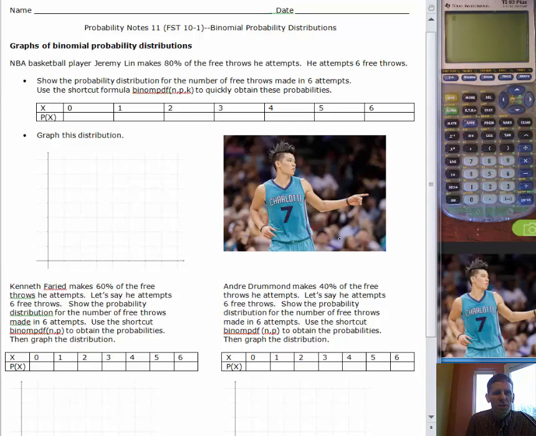These are probability notes 11, binomial probability distributions. Today we're going to focus on graphs of binomial probability distributions and take a look at what happens when we change this value for P, the probability of success.